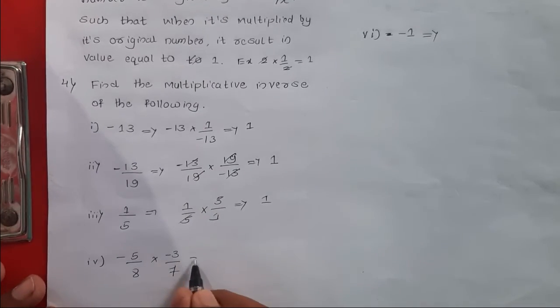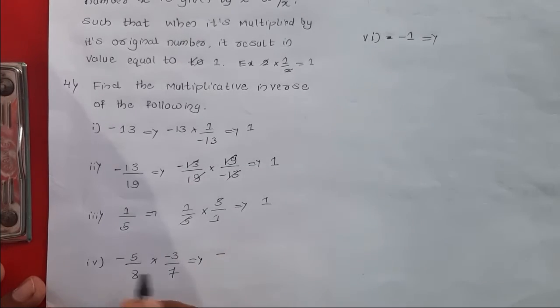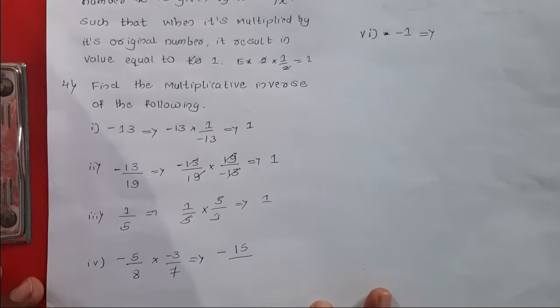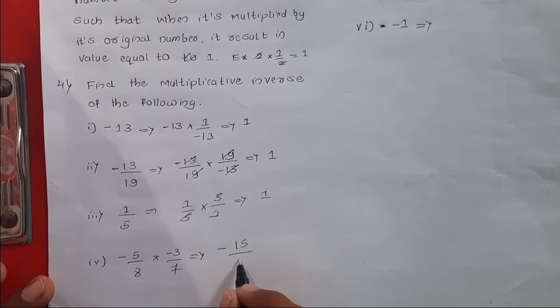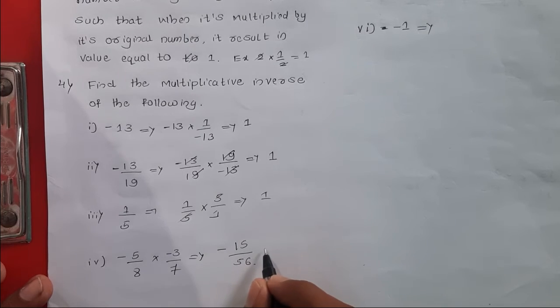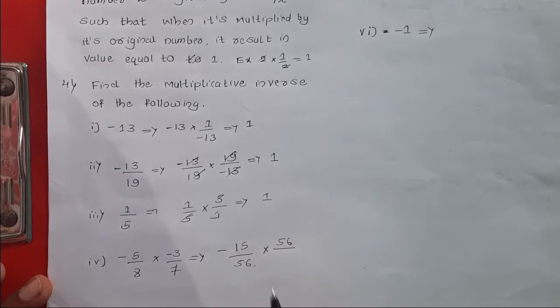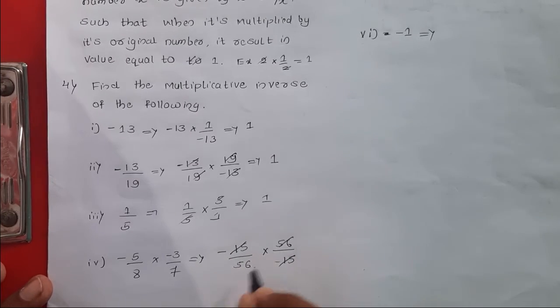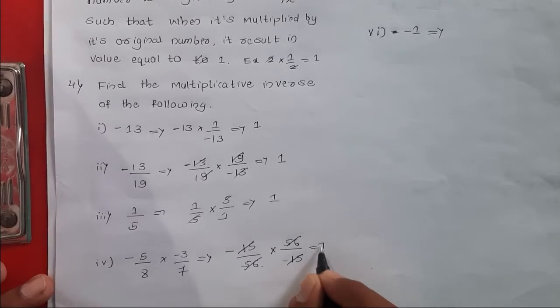Here first you have to make the multiplication. 5 3s are 15, 7 8s are 56. Here the multiplicative inverse is 56 by minus 15. Minus 15 and 56 cancel, answer is 1.